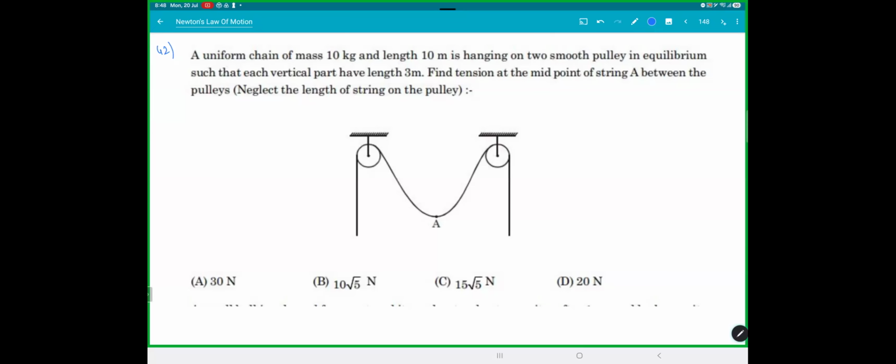Okay, let's see. Read the question. The uniform chain of mass 10 kg, length 10 meter is hanging. So basically 1 kg is 1 meter. Vertical part is 3 meter. So this part is 3 meter. This part is 3 meter. Find the tension at the midpoint of the string A and the pulleys.